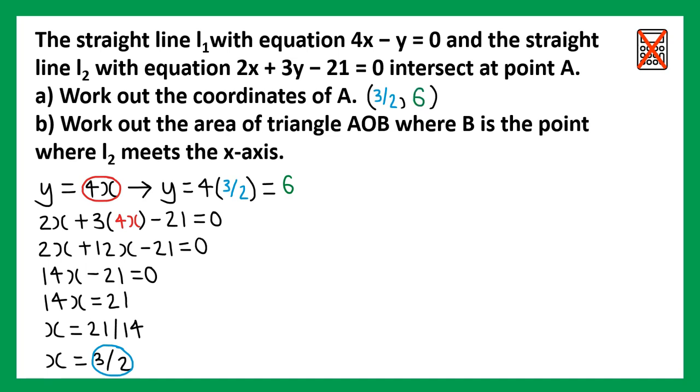For part B, work out the area of triangle AOB, where B is the point where line 2 meets the x-axis. You don't have to draw a sketch of how the two lines are interacting, but it might be quite useful in understanding what's required from the question.